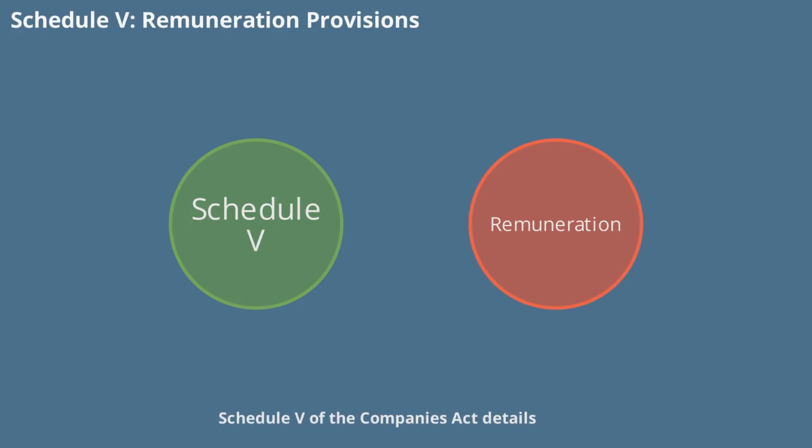Schedule V of the Companies Act details the limits and conditions for managerial remuneration, both when the company has profits and when it does not. It also covers special circumstances, perquisites, and exemptions. Understanding Schedule V is essential for compliance and effective remuneration planning.